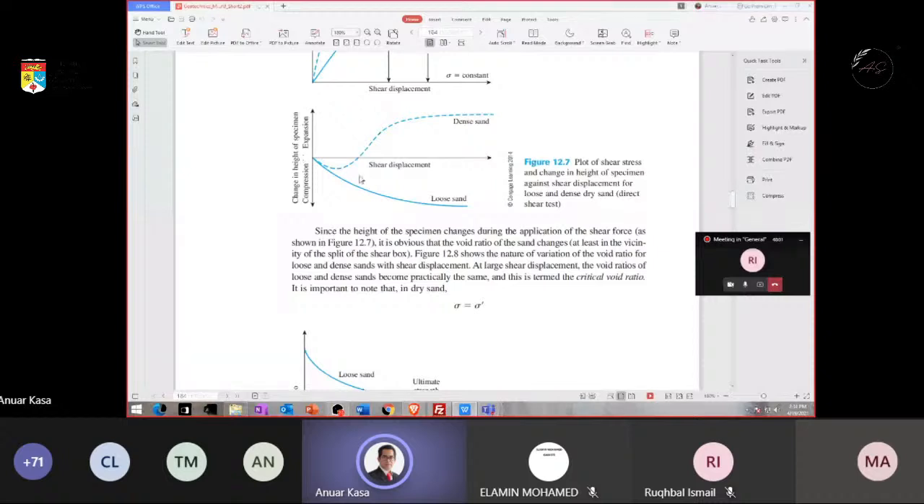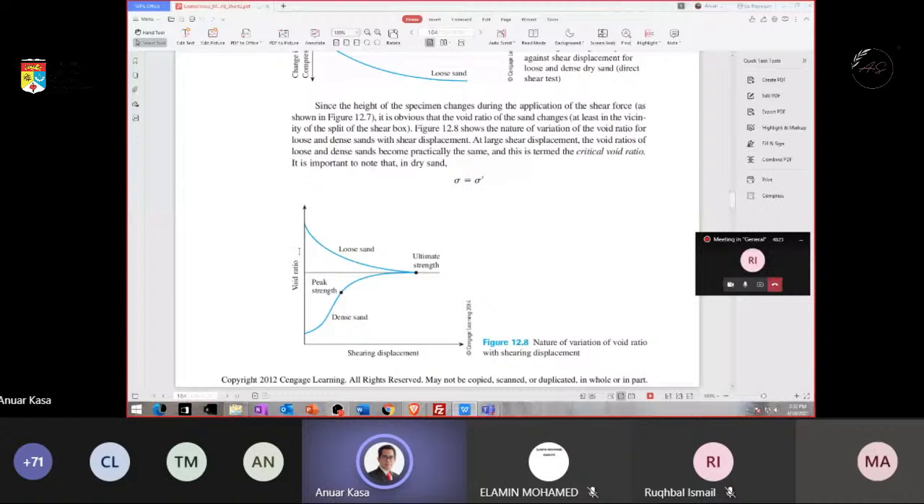Okay. And this also shows void ratio and shear displacement. Void ratio, if you still remember chapter 3, where we learned the weight-volume relationship, where we give a meaning to what the void ratio is and so on. For loose sand, it is like this one, and for dense sand, like the plot below here.